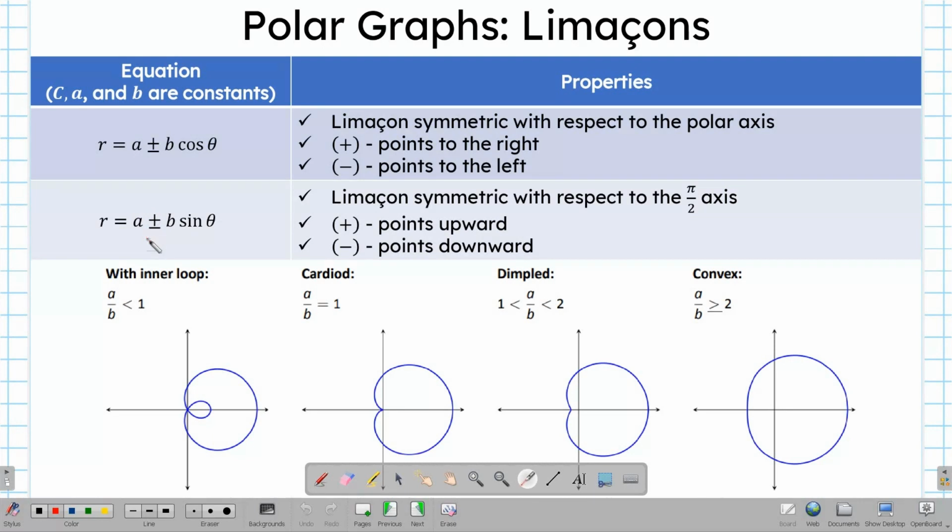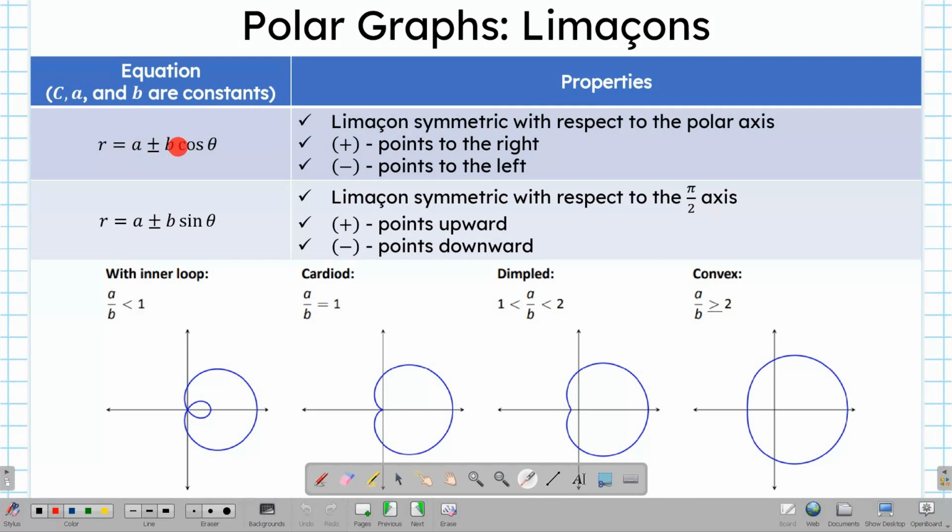So that's also an additional tip just in case we need to test for symmetry. We can expect that if we see this equation, it is symmetric with respect to the polar axis. If we see this equation, it's symmetric with respect to the pi over 2 axis. Now, there are 4 types of Limaçons.